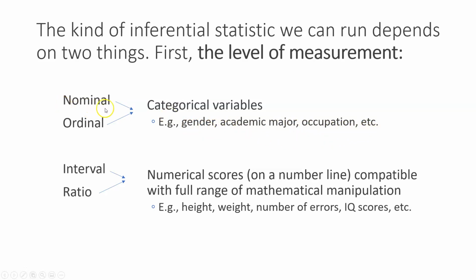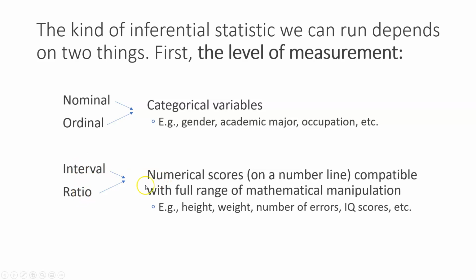Now, nominal variables are those that are strictly name-based categories. They cannot be ordered in any kind of way. Gender is a nominal variable because males and females can't be ranked. Academic major, occupation, these are all great examples of nominal variables. Ordinal variables are things that can be ordered or ranked from highest to lowest or worst to best, something like that.